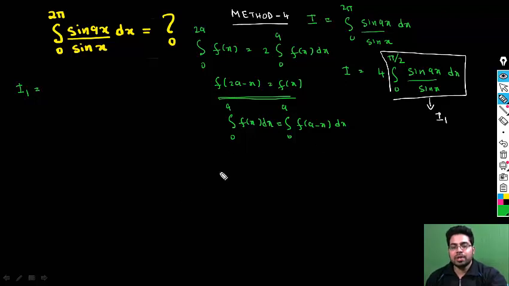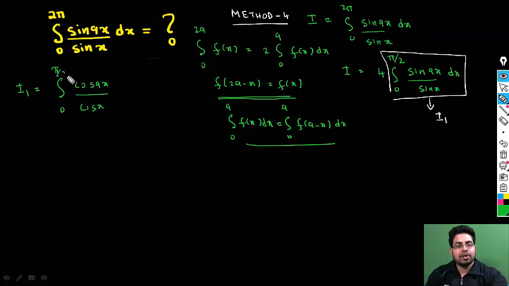So using this property, if I replace x with pi by 2 minus x as mentioned over here, this expression inside this white boundary, which I have termed as I1, would then become cos of 9x, because sine of 9 pi by 2 minus 9x is cos of 9x, and sine of pi by 2 minus x is again cos x, from 0 to pi by 2.